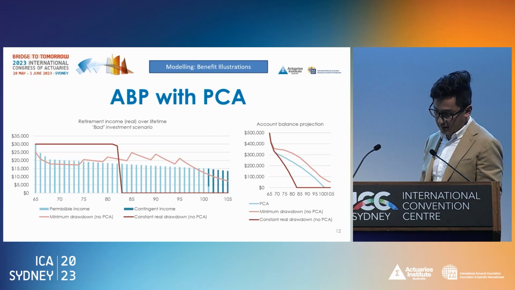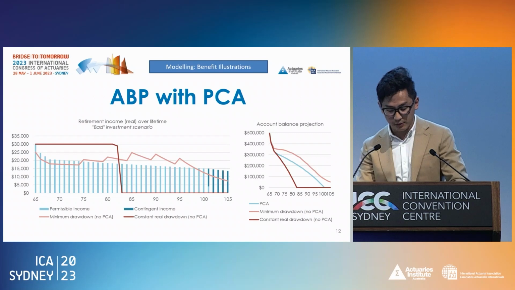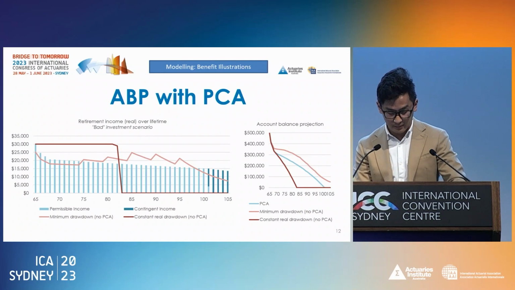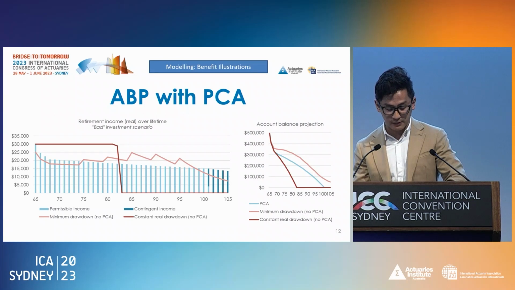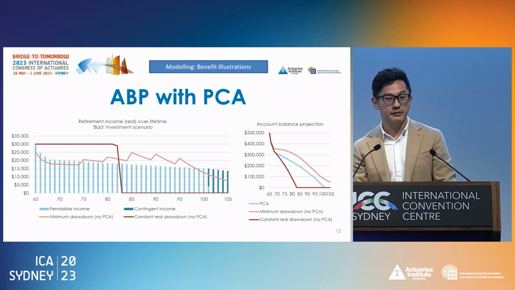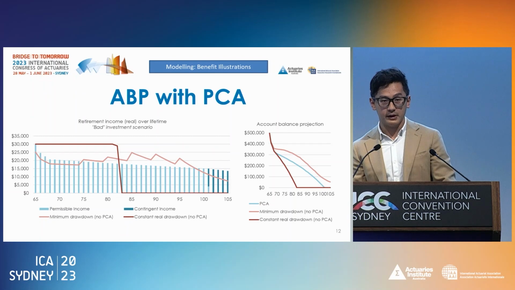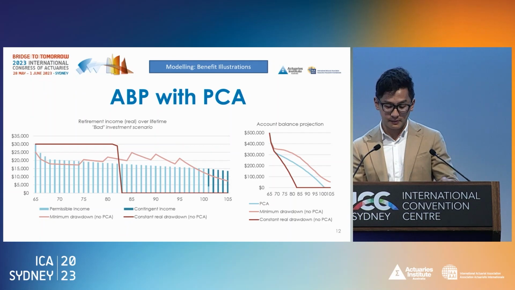We intentionally set the hurdle rate for the permissible income to gradually decline in real terms, because this approach allows us to front load the income. And if you attended Ben's session yesterday, you know that many studies have shown that the income need in retirement actually goes down gradually in real terms. So there's no need for income to remain constant in real terms.